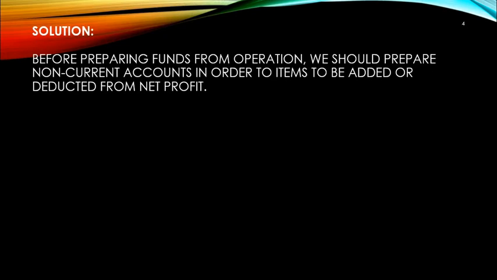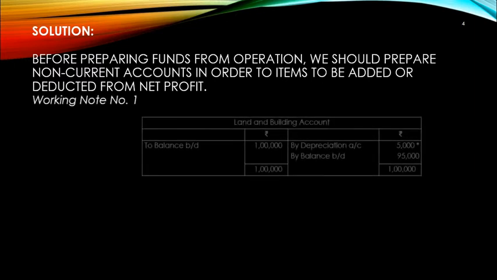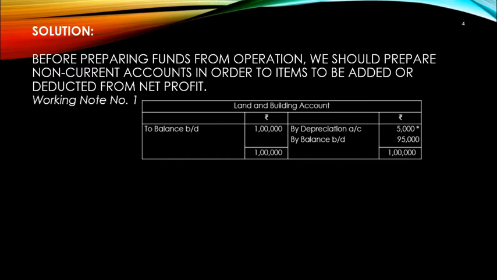Right, let's go for the solution. Before preparing funds from operation, we should prepare non-current accounts in order to find the items to be added or deducted from net profit. For that reason we are doing the working notes here. Working note number 1 will be land and building. The opening balance of land and building is rupees 1 lakh, and the closing balance is rupees 95,000. That means the balancing figure of 5,000 will be the depreciation for land and building account. This is working note number 1.